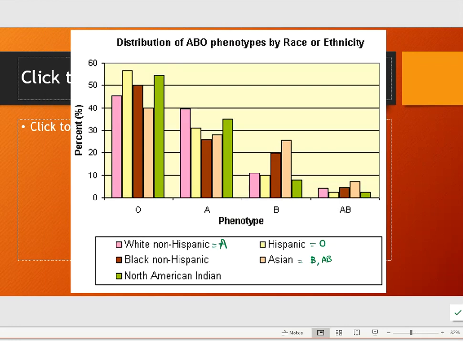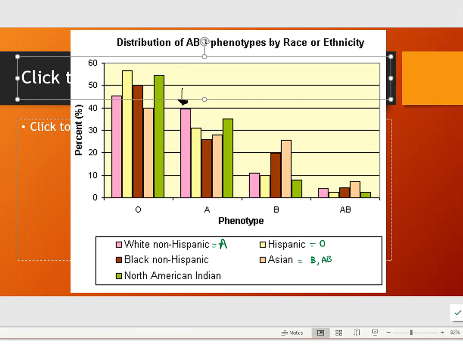And then if you take a look at the racial divide, there is one. White non-Hispanics mainly have the highest rate of A. Right here. White non-Hispanics are the pink bar. Right there you go. And out of all of the categories, A, B, AB, and O, the white population typically has the highest percentage of the A.